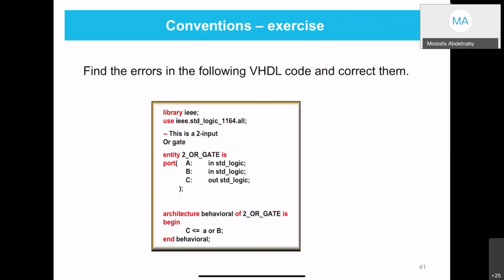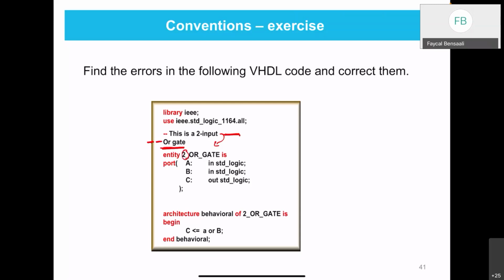This is a small exercise just to find the errors in this code. I think the solution is already in the next slide. As you can see here, this is a continuation of the comment of the previous line. So we should have a double dash here, or this can go to the same line. Otherwise, this will generate an error. What is OR gate? This is an error.